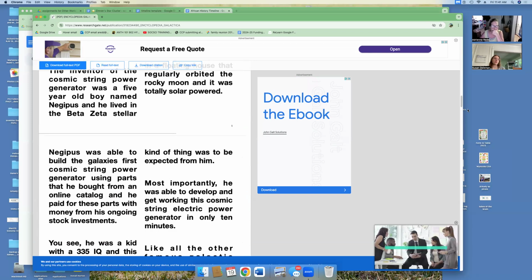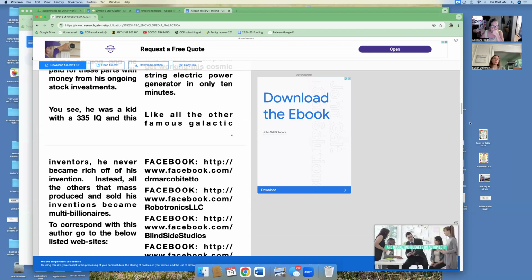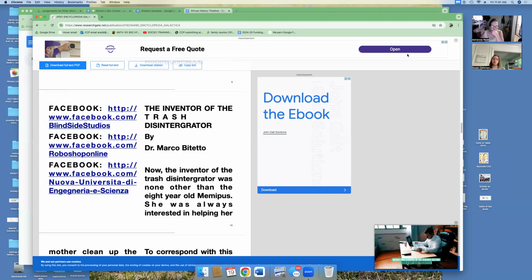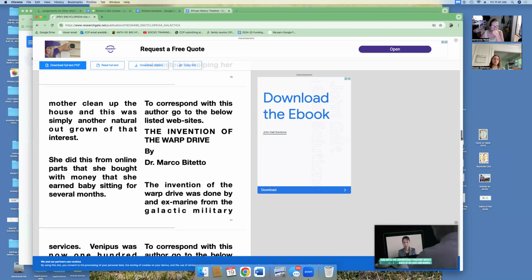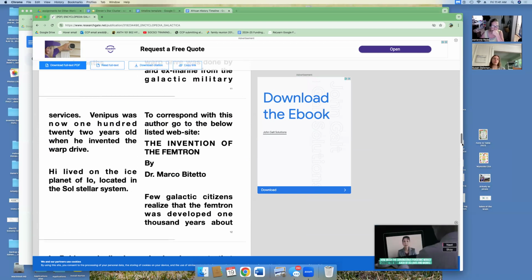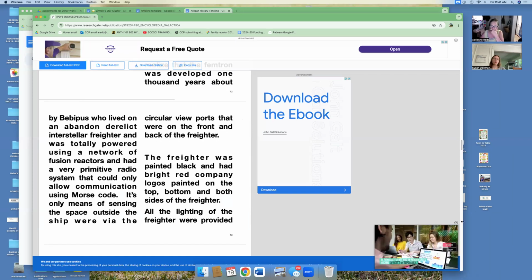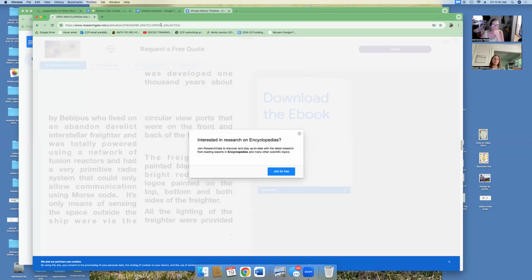So there you go. There's an example of encyclopedia entries. That's pretty much exactly what you're looking for. I'll put a link in, and you can explore it more on your own time.